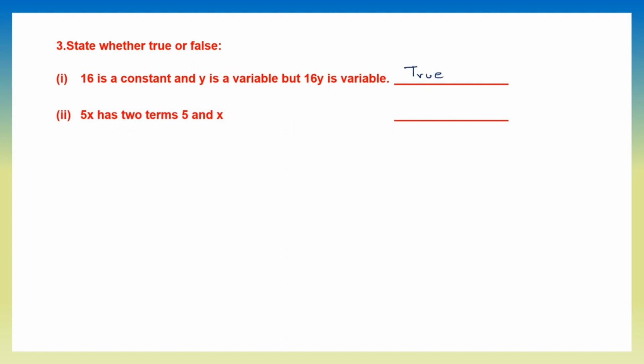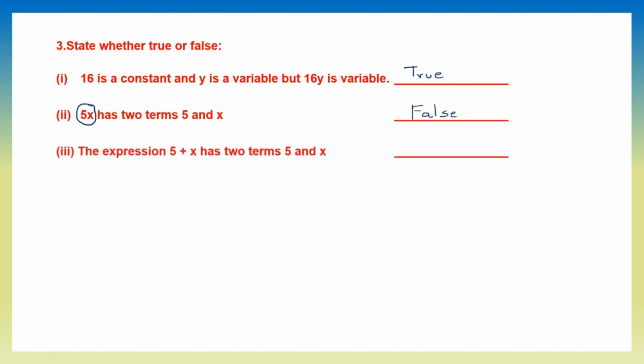Next one: 5x has two terms, 5 and x. No, this statement is false. The reason is 5x is one term. Only if it is separated by a plus or a minus sign can you say it is two terms. But here 5x means 5 into x, which is a single term.